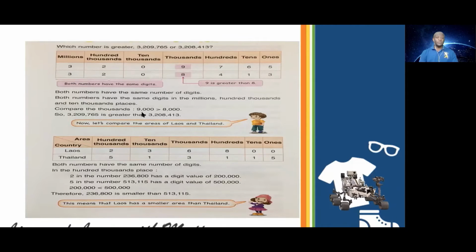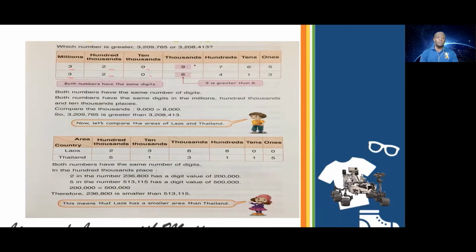Which number is greater? 3,209,765 or 3,208,413. Let's put both numbers in the place value table. So we can see both have 3 million, 3 million. Both have 200,000, 200,000. Both have 0 10,000s and 0 10,000s.